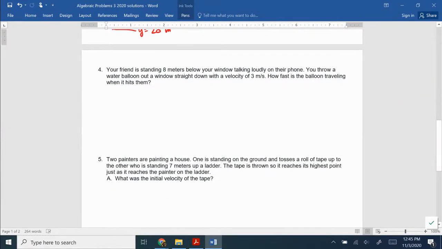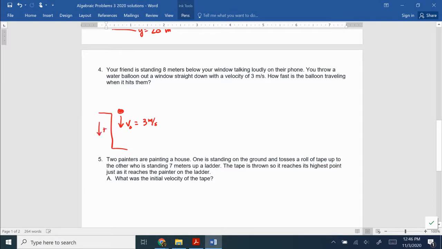Next one. Your friend is standing 8 meters below you, below your window, talking loudly on the phone. You throw a water balloon out the window, straight down with a velocity of 3 meters per second. How fast is the balloon traveling when it hits them? So, same kind of setup as 1 and 4, except that it does have an initial velocity this time. V naught is equal to 3 meters per second. So it's thrown downward with a velocity of 3 meters per second.